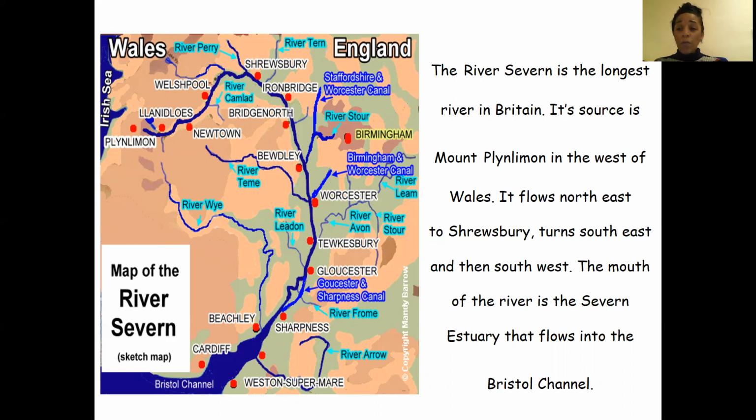Have a look at all that information and choose at least one fact that you would like to add to your notes about the River Severn. So I might just write flows into the Bristol Channel. I might say it flows northeast to Shrewsbury. So choose one fact and write it down now in your home learning book. I know that some of you might even write more than one fact.